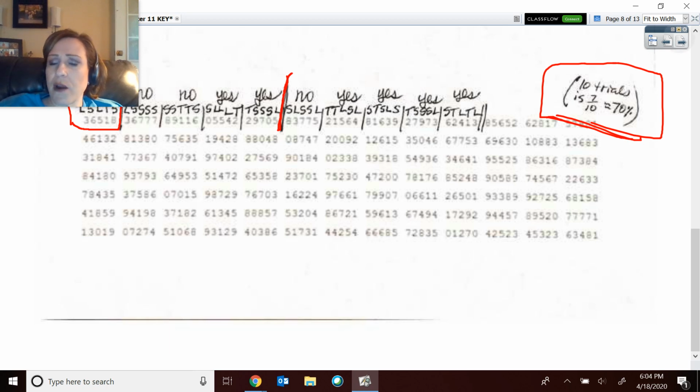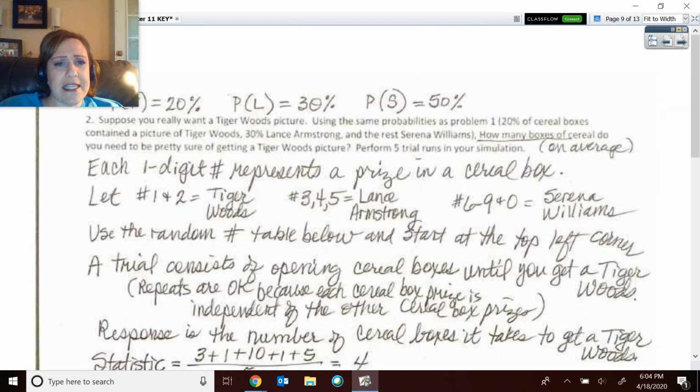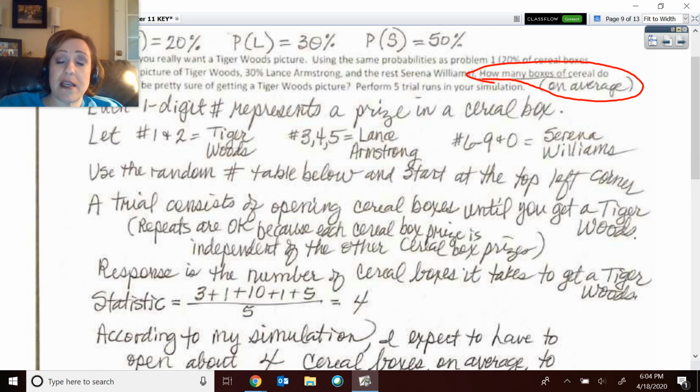Okay, all right, next. I've got the same scenario with the same cereal boxes. However, it says, how many cereal boxes do you expect to look at? So how many do you expect? That expected number is the mean. So that's how many on average. So this is a situation where we don't just look at 5 boxes, look at 5 boxes, look at 5 boxes. We're going to go until we get a Tiger Woods in this case. So each one-digit number is representing the cereal box with the same values for the particular pictures.